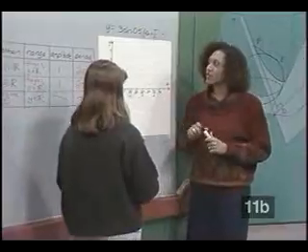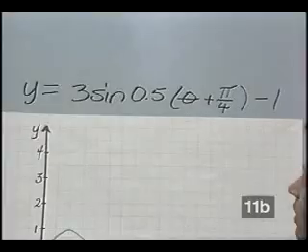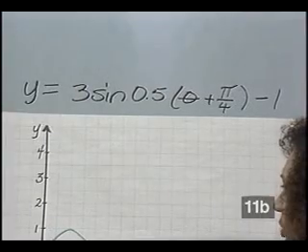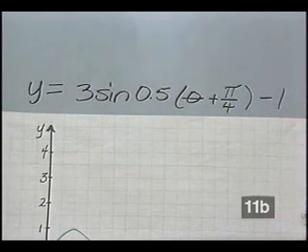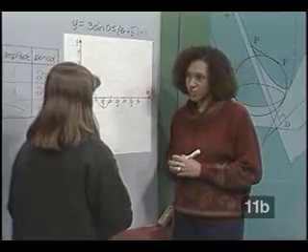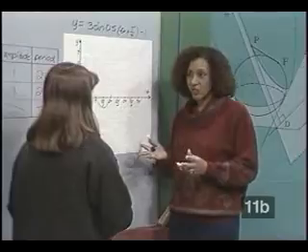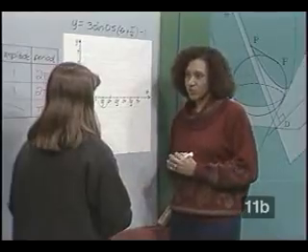We're asked to graph a transformation of y equals sine theta. We're given the function y equals 3 sine 0.5 theta plus pi over 4 minus 1. Now, there are many different methods of graphing transformations. We could do a mapping, we could draw a curve, and then assign our axes and our scale. What method are you going to use?